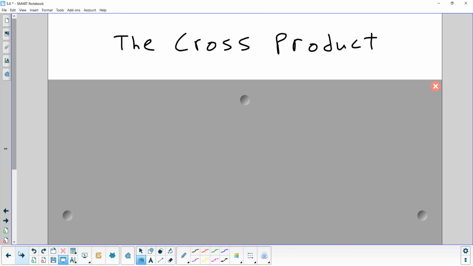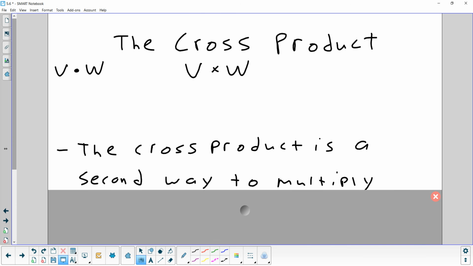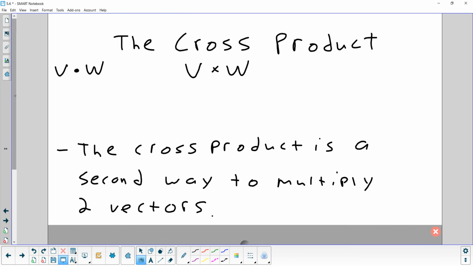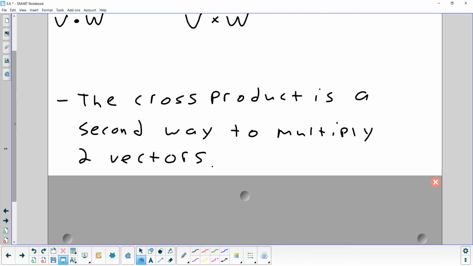All right. So the first way we learned how to multiply 2 vectors uses this symbol, v dot w. And I specifically said to you, don't use the x, because if you use the x, it means something different. It means cross product. And that's what we're going to look at today, cross product. So what is the cross product? It's a second way to multiply 2 vectors together.